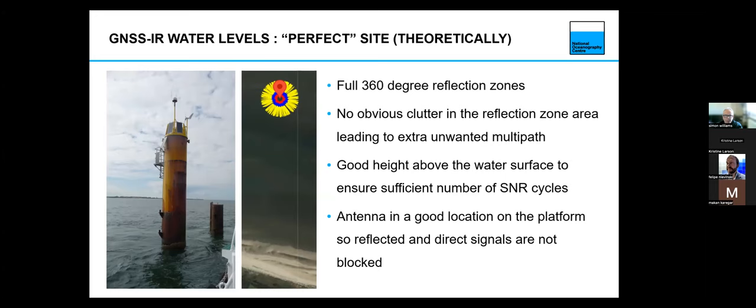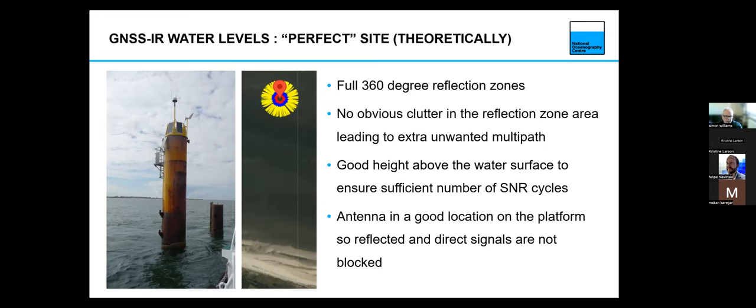So a perfect site theoretically would have a full 360-degree reflection zone like this one shown here. There's basically no obvious clutter in the reflection zone area, so you don't have any extra unwanted multipath to deal with. You want a reasonably good height above the water surface to ensure you have a sufficient number of SNR cycles to actually derive the peak in the Lomb-Scargle periodogram. And you want the antenna in a good location on that platform, so reflected and direct signals are not blocked.